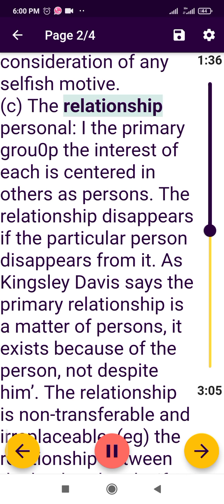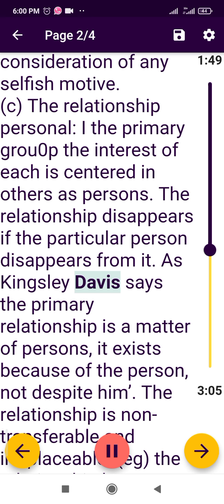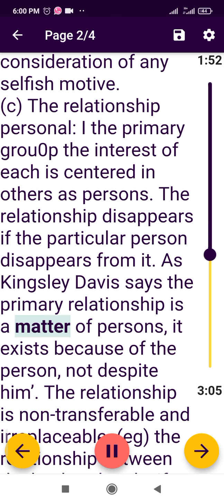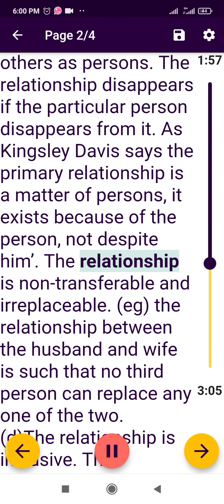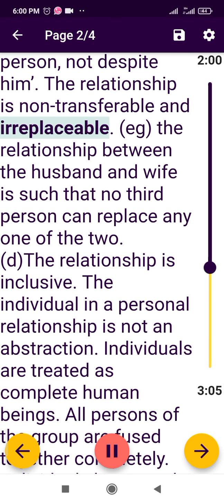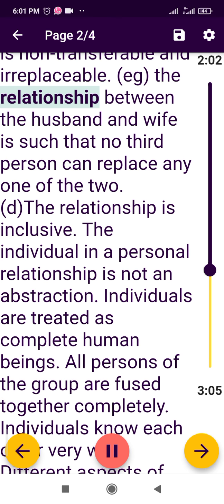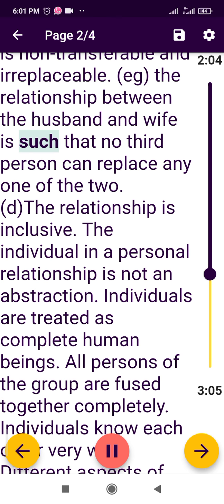C. The relationship is personal. In the primary group, the interest of each is centered in others as persons. The relationship disappears if the particular person disappears from it. As Kingsley Davis says, the primary relationship is a matter of persons. It exists because of the person, not despite him. The relationship is non-transferable and irreplaceable. For example, the relationship between the husband and wife is such that no third person can replace either of the two.